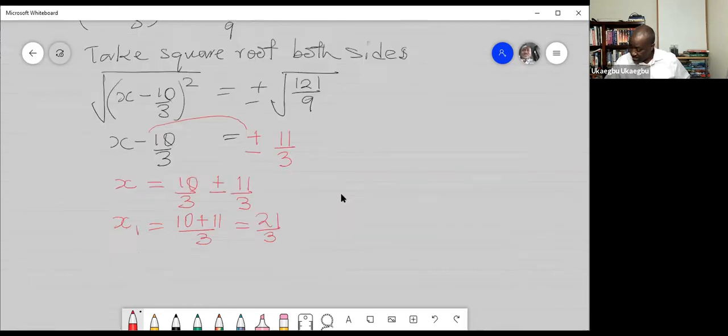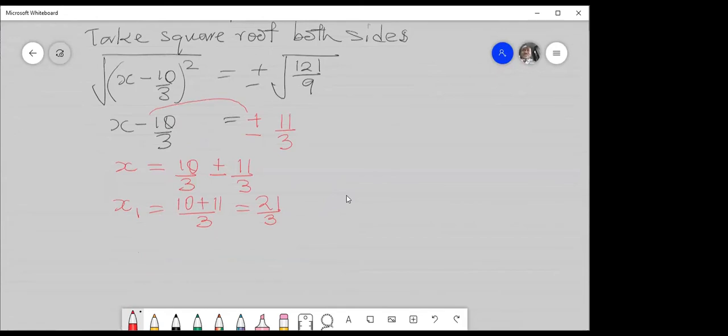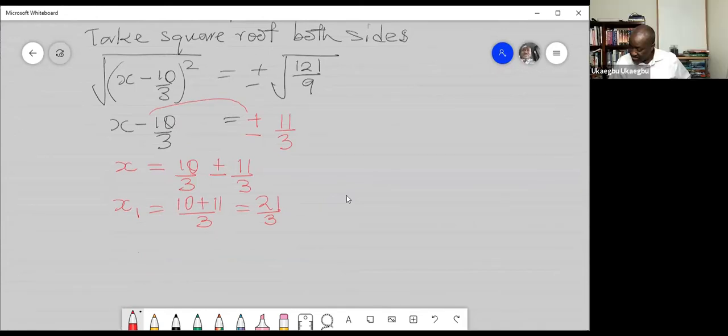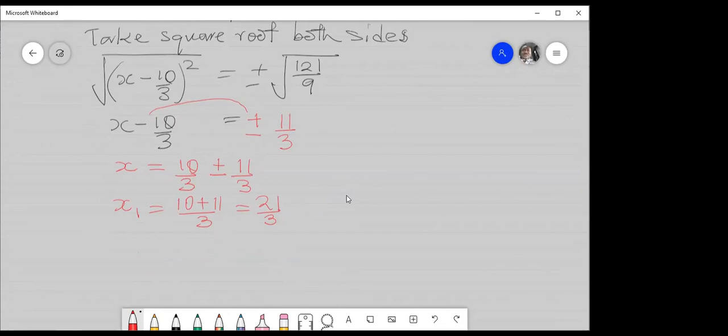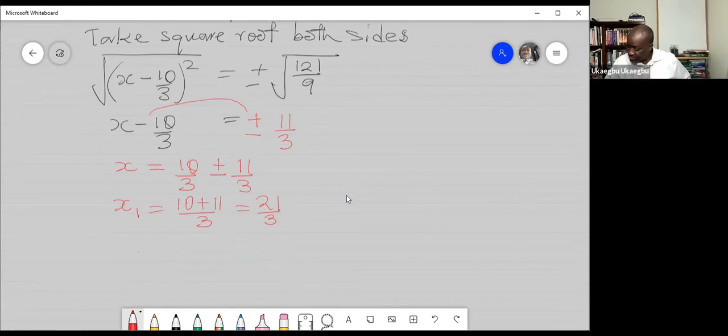That's x1. So we won't simplify that to 7? 10 plus 11 is not 7. 21 divided by 3 is 7. Oh, okay. Yeah, you're right. That's 7. Thank you.